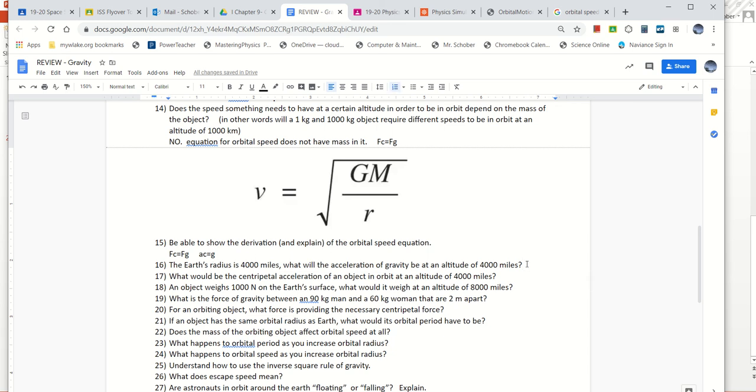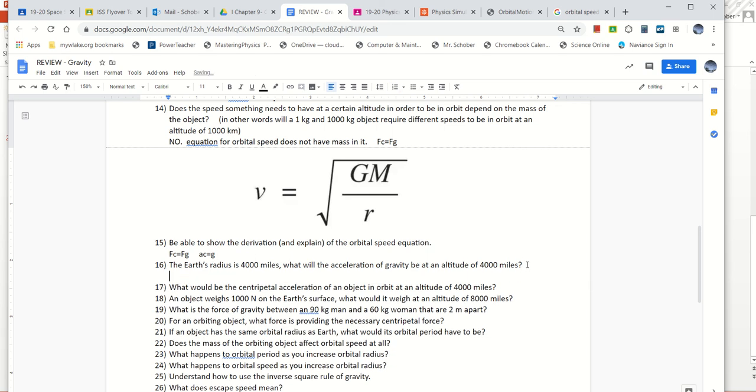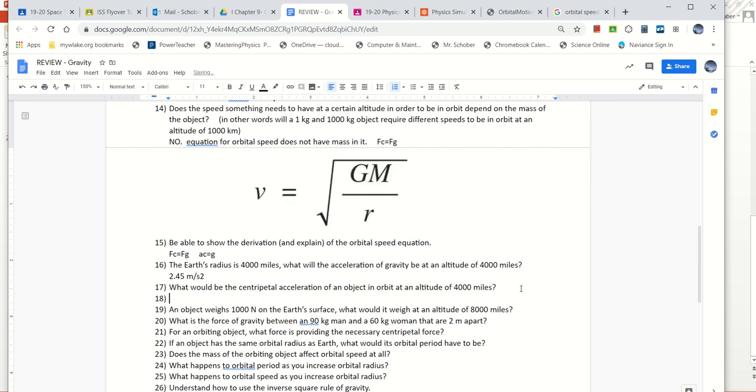All right, moving right along. The Earth's radius is 4,000 miles. What would the acceleration of gravity be at an altitude of 4,000 miles? In other words, we double the distance, which means the acceleration of gravity will be 1/4 as much. 9.8 times 1/4, or divided by 4, would mean the same thing, would be 2.45 meters per second squared. What would be the centripetal acceleration of an object in orbit at an altitude of 4,000 miles? That's asking the exact same question. That's why I put that there, because those two things may not seem like it, but it's asking the exact same question, because the centripetal acceleration of an orbiting object is equal to the acceleration of gravity at that altitude.